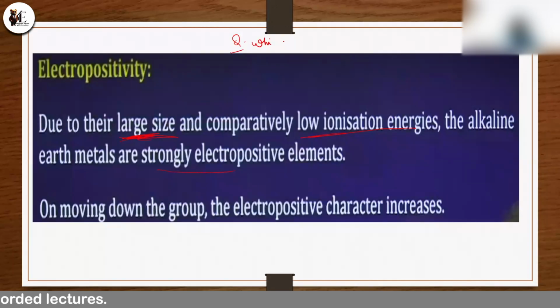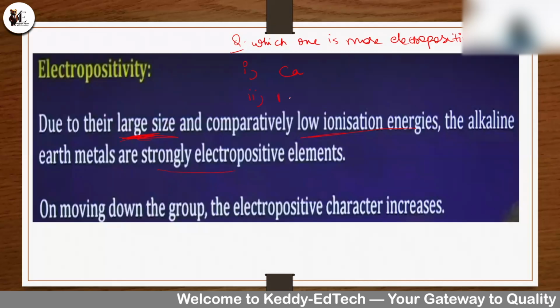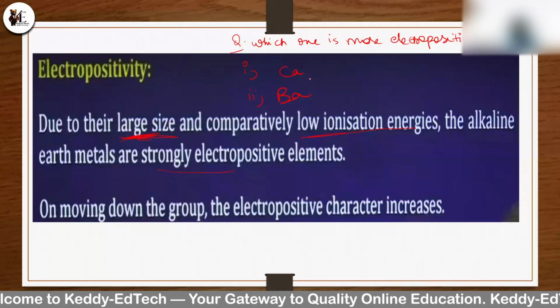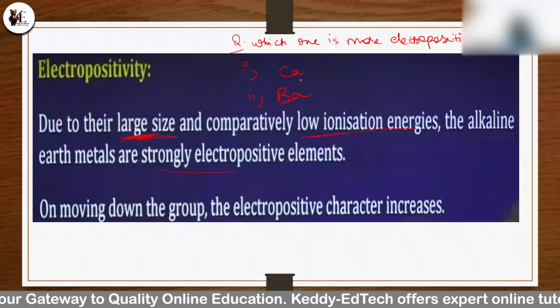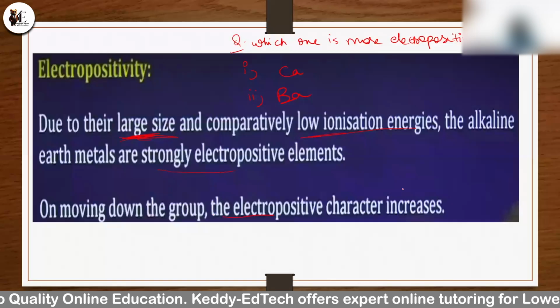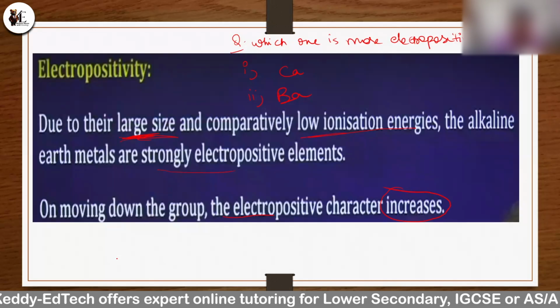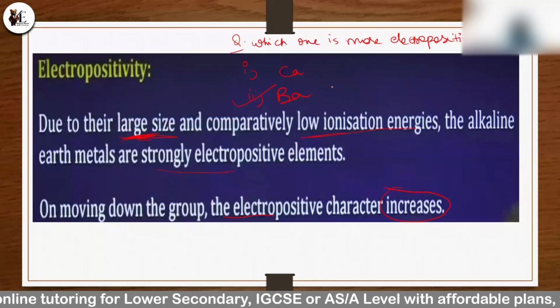So if I ask you which one is more electropositive, and I give you the options, what do you answer? Ma'am, calcium. Calcium. But it is written that electropositive character increases down the group. Then barium, ma'am. Barium, right? Yes, ma'am. Write it down.